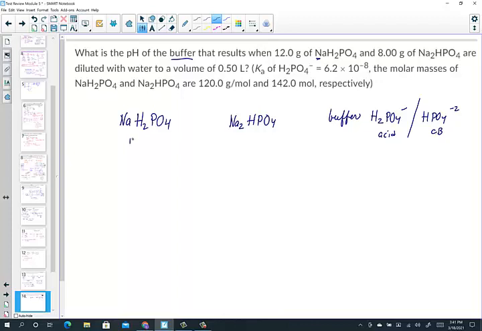I'm given 12 grams of sodium dihydrogen phosphate, and I'm given 8 grams of sodium hydrogen phosphate. And I'm going to put that into 0.5 liters. Let me do some mole calculations here. This says this is 120 grams per mole, and this is 142 grams per mole, respectively. So before I can do any pH calculations, I need to get grams into moles and then moles into molarity.